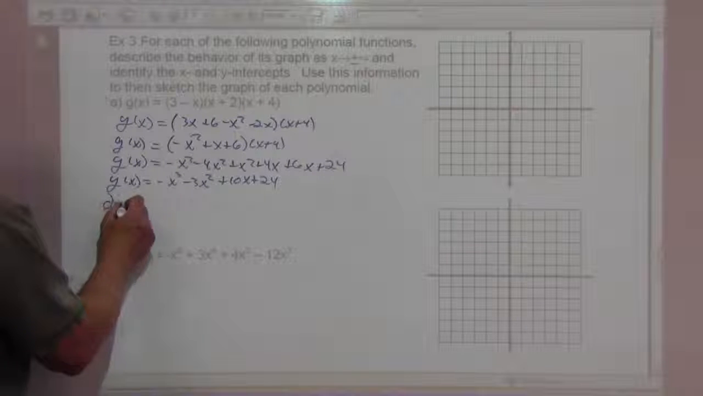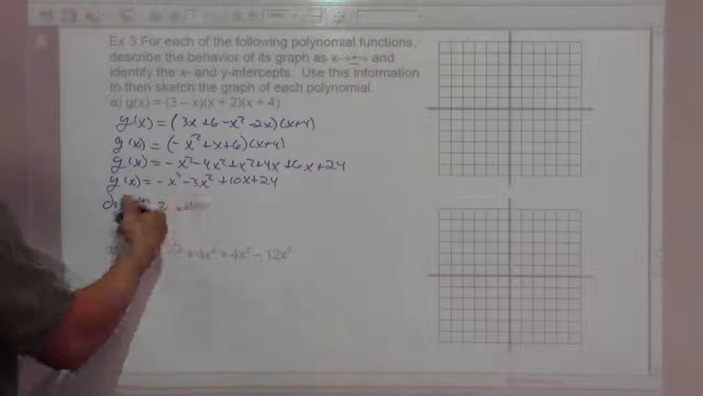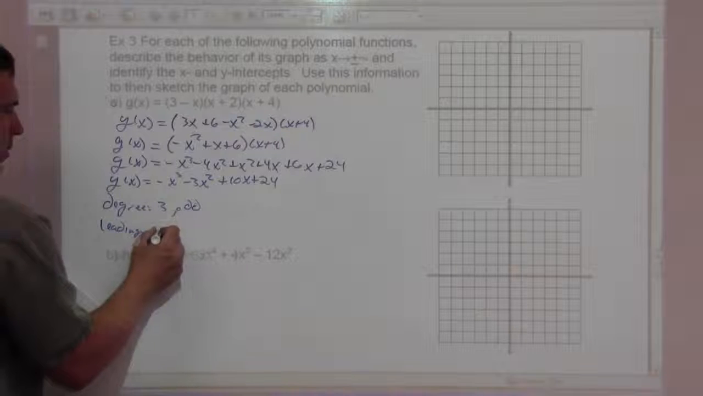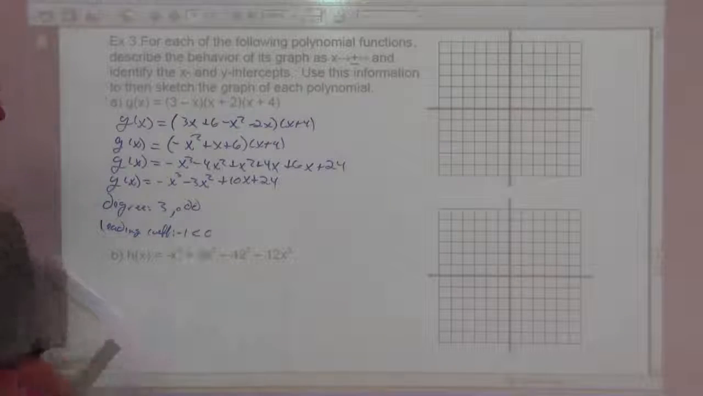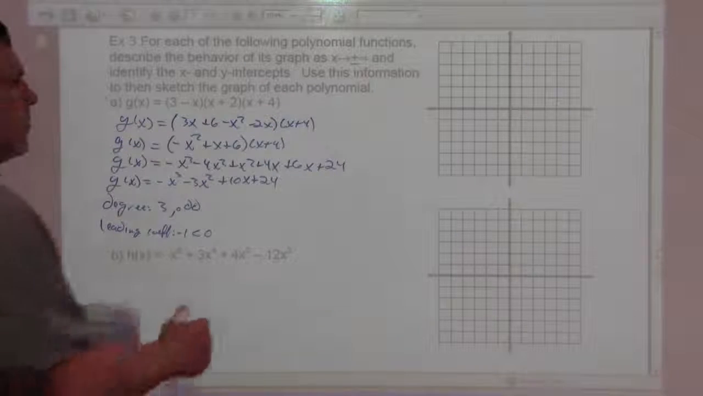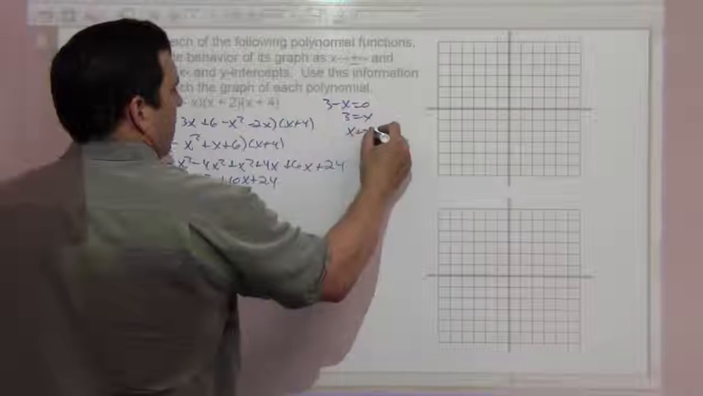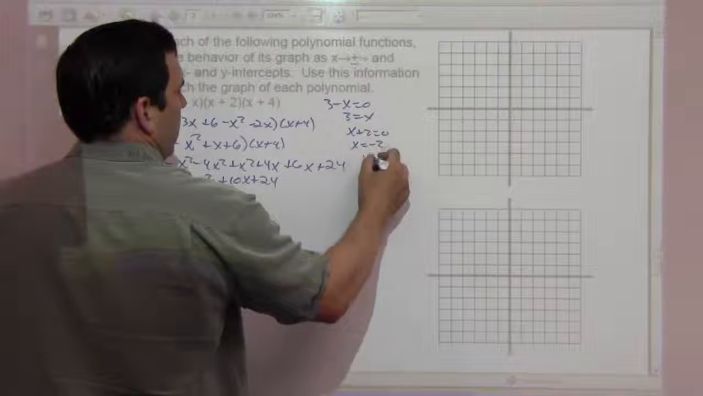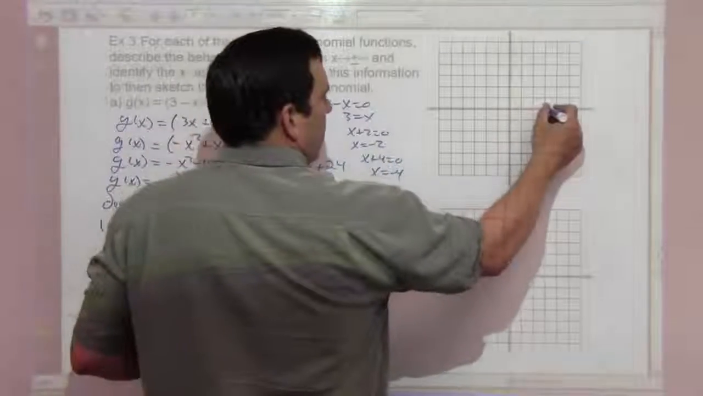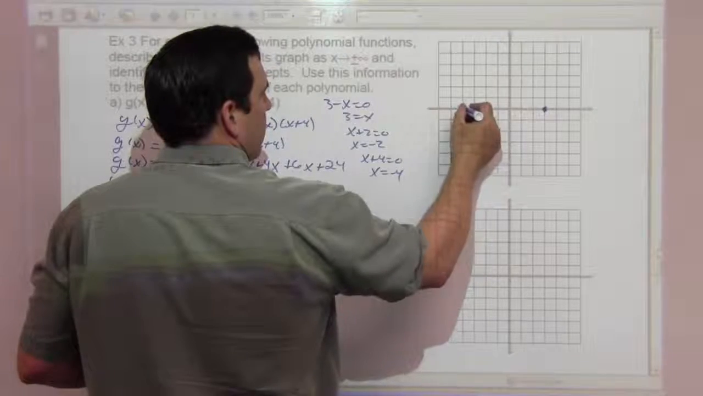Now our degree here is 3, so it's odd. Not an odd function, but odd degree. Our leading coefficient is negative 1, and that's negative. So we can use the information up here to find our intercepts. So we have x equals 3, x equals negative 2, and x equals negative 4.